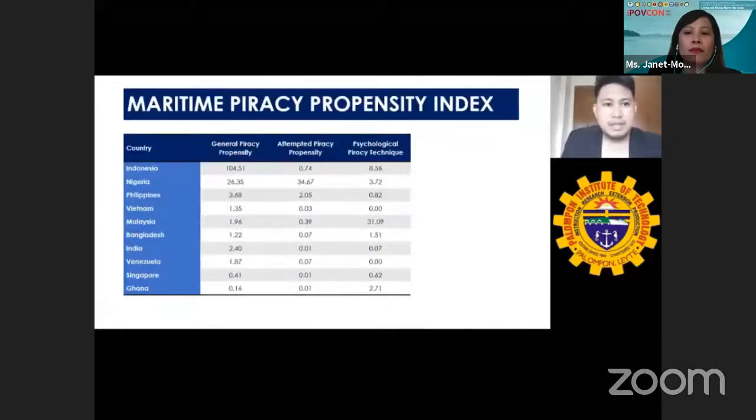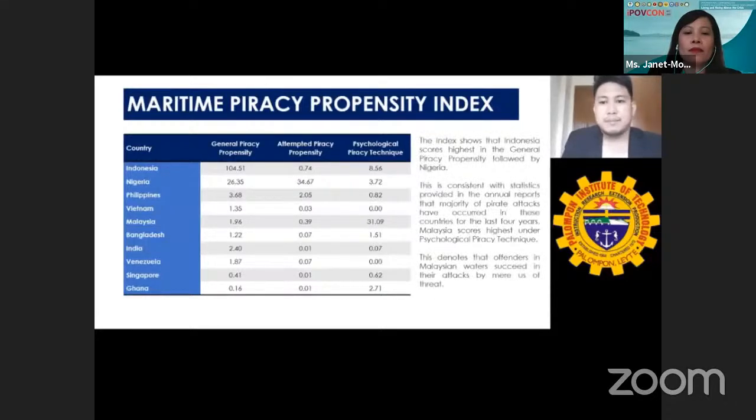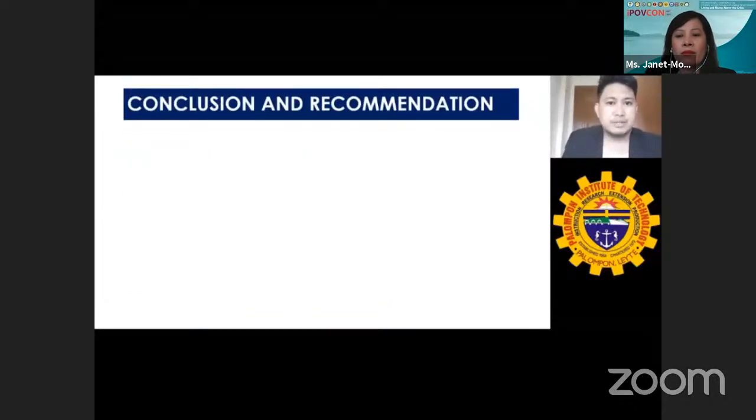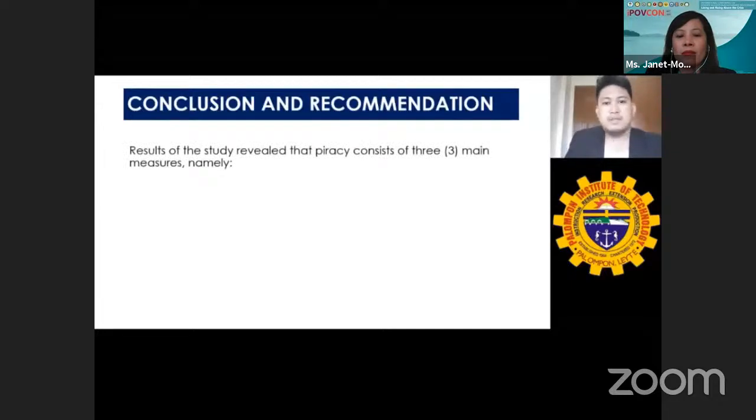For this reason, the third principal component may be labeled as psychological piracy technique. This is the Maritime Piracy Propensity Index. The index shows that Indonesia scores highest in the general piracy propensity, followed by Nigeria. This is consistent with statistics provided in the annual reports that the majority of pirate attacks have occurred in these countries for the last 4 years. Malaysia scores highest under psychological piracy technique. This denotes that offenders in Malaysian waters succeed in their attacks by mere use of threat.